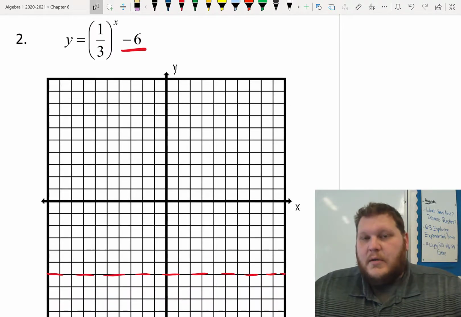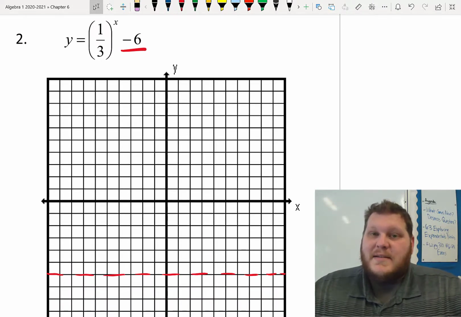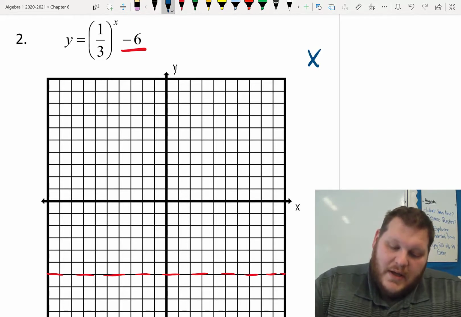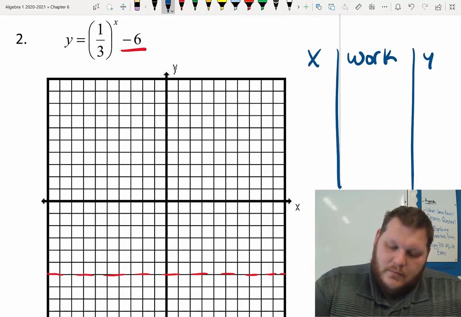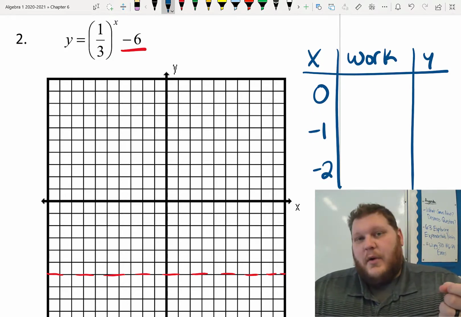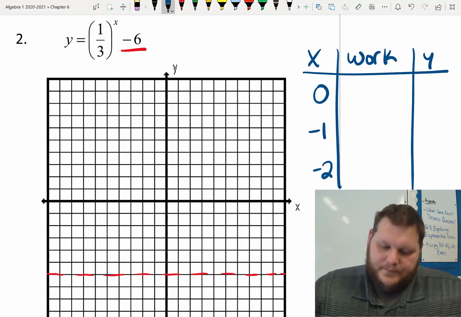Now in this one, my B value, my base, is a third. So I'm going to want to use negative X values, so I'm going to do my X and Y table. I'm going to use 0, -1, and -2, because those negatives are going to flip my 1/3 over to make a nice whole number.